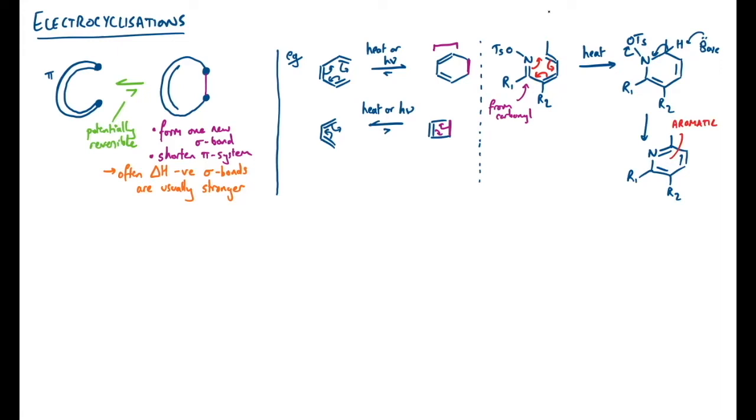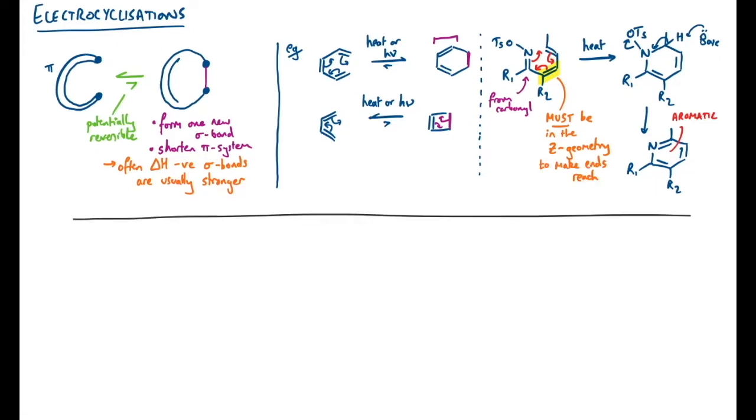Now, there's just a word of warning if you're planning these into your retrosyntheses. Just in the starting material, this double bond highlighted in yellow, this must be in the Z geometry. And this is purely to get the two ends of the pi system next to each other so that they can actually reach and do the electrocyclisation.